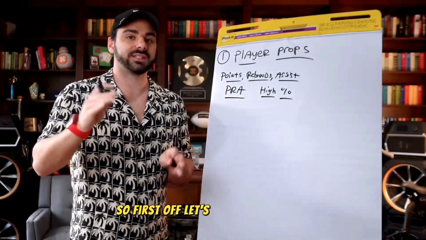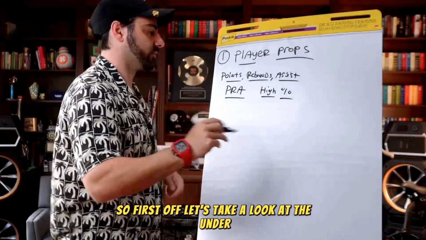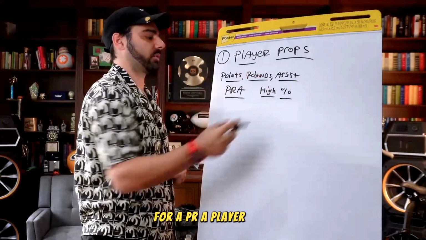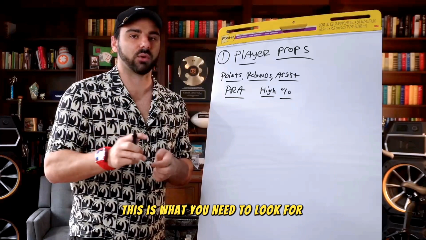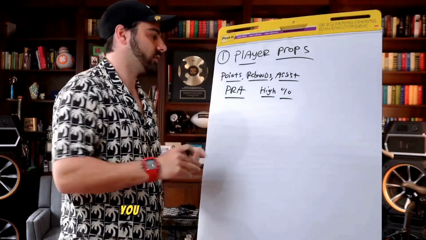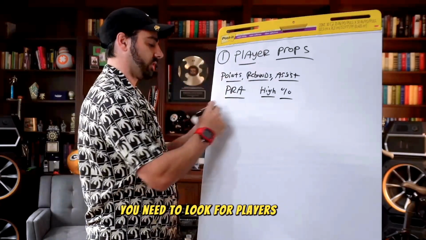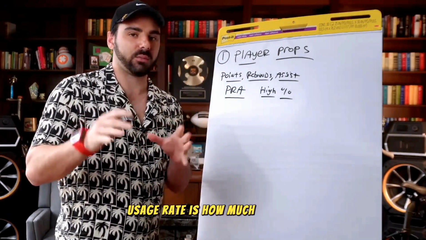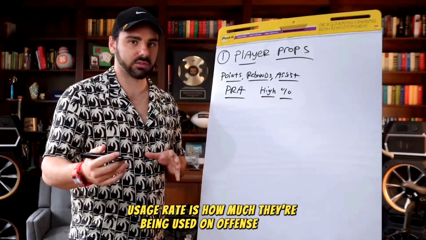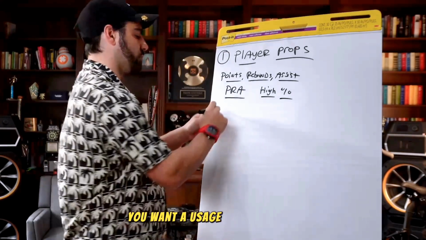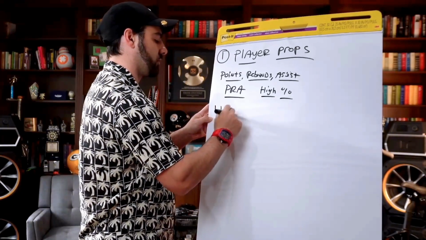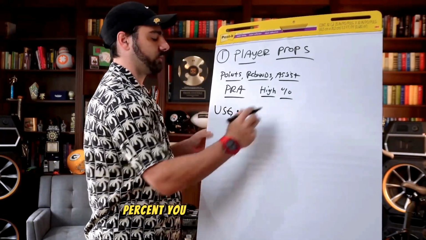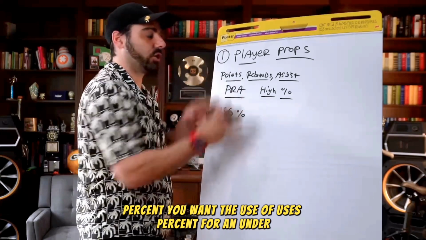So first off, let's take a look at the under. All right, for a PRA player prop, this is what you need to look for on a daily basis. You need to look for players that have a usage rate. So what is a usage rate? Usage rate is how much they're being used on offense. Okay, so you want the usage percent for an under.